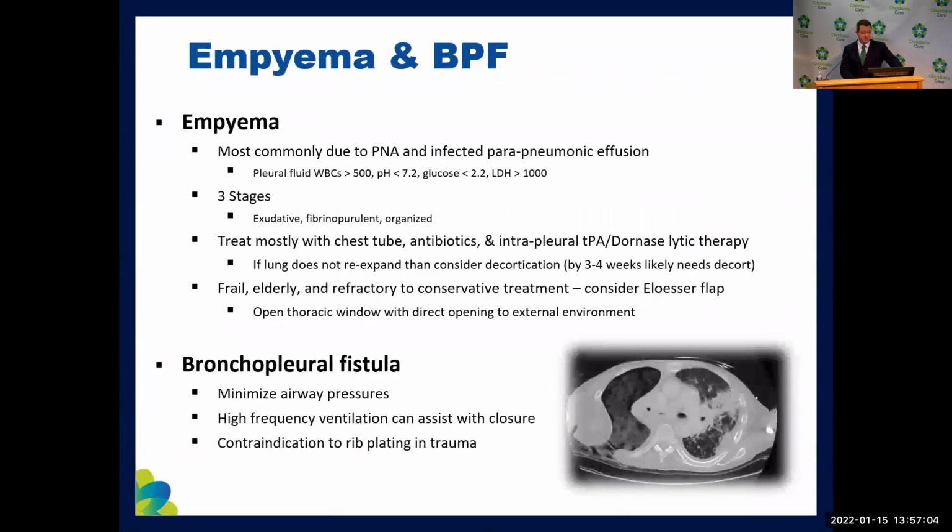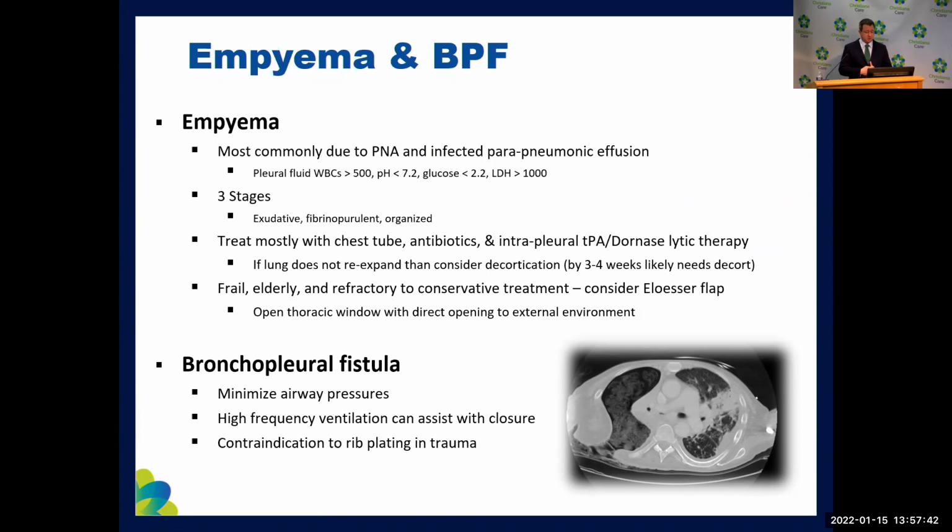Empyema and bronchopleural fistula. So empyema is most commonly related to a previous pneumonia and now an infected parapneumonic effusion. They'll give you some pleural fluid samples, some of these diagnostics, and you'll have to try to figure out if it's just a simple effusion or empyema, infectious. Things to look for: elevated white blood cell count greater than 500, pH less than 7.2, glucose less than 2.2, because the bacteria have kind of ate up all the glucose, is how I usually think of it, and an elevated LDH. 3 different stages to it: exudative, fibroproliferative, or fibropurulent.